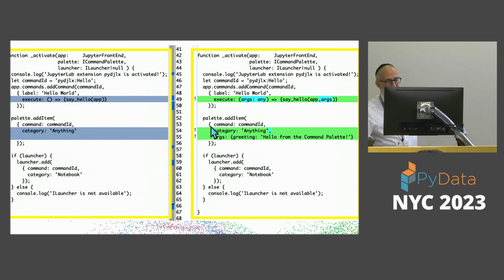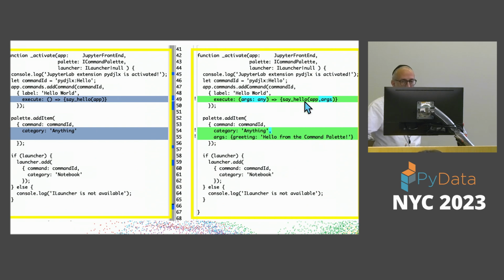So if I want to receive arguments in my execute function, I'm just going to give it the variable name args and say that it can be anything, but what it will be is a constant JSON object. Then down here, where I was adding it to the command palette, I'm going to say args, and pass in a constant JSON object, an object with the key of greeting and the value of hello from the command palette.